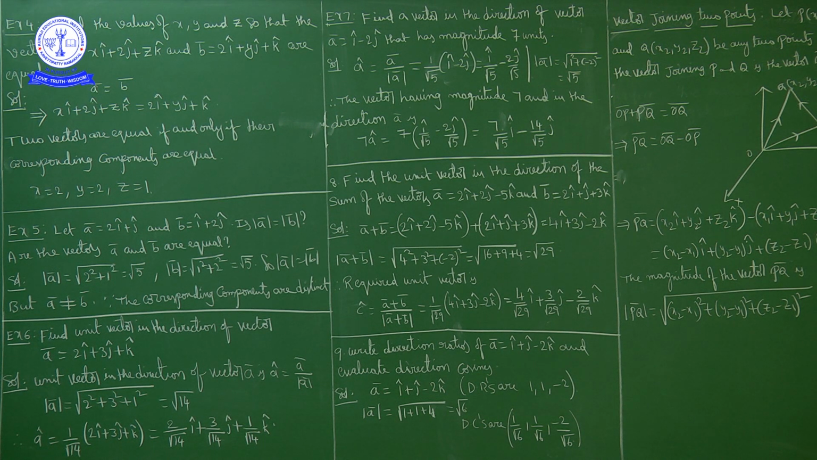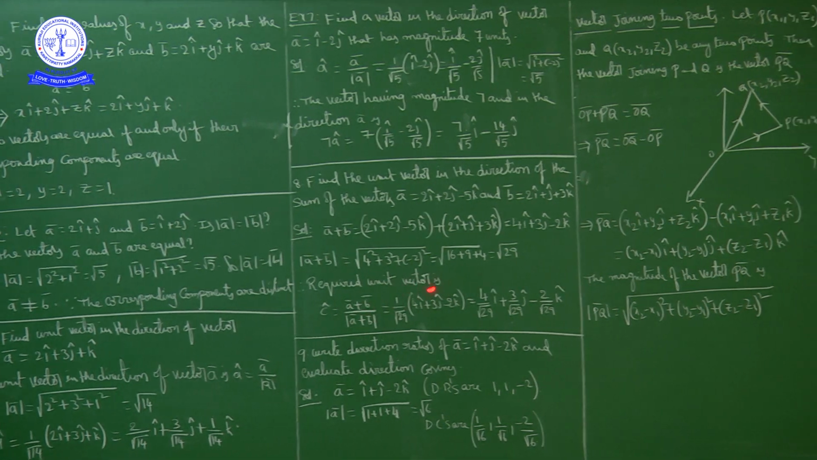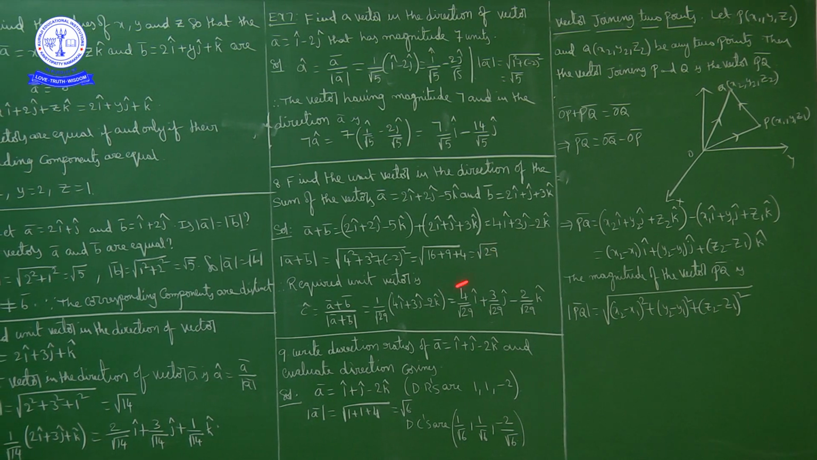My unit vector in the direction of the sum of the vectors a bar and b bar is: first find a bar plus b bar, then divide that vector by its magnitude, a bar plus b bar by magnitude of a bar plus b bar. The magnitude of a bar plus b bar we got is square root of 29.